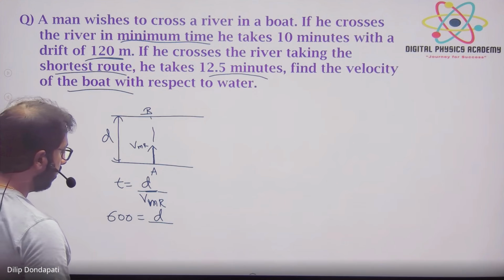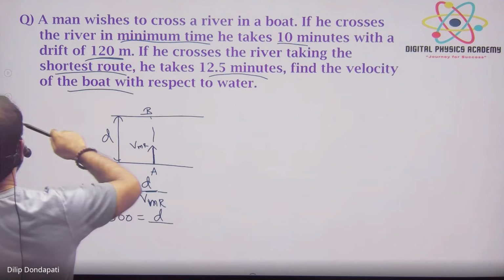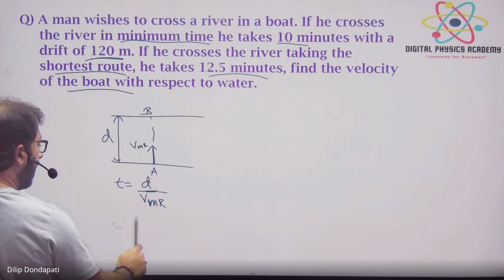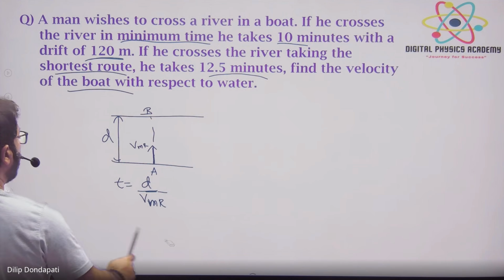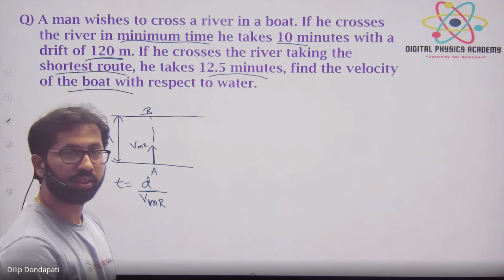So where does 600 come from? I converted into seconds. So should we convert into seconds? आपको कुछ cancel हो गया तो no need of converting, cancel नहीं हुआ तो we have to convert. So can we just write the answer in meters per minute? हाँ, try. उसका answer बोलो कितना आएगा.